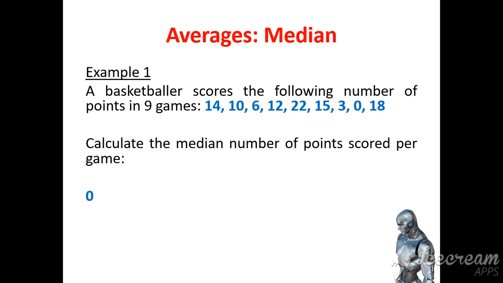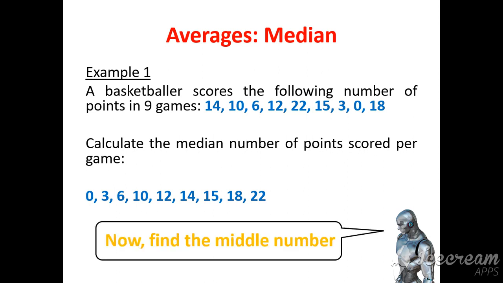Right, so here we go. I like to cross these off as I go, so I keep track of things. 0, 3, 6, 10, 12, 14, 15, 18, and 22. So I know I've got all my numbers correctly put into order.